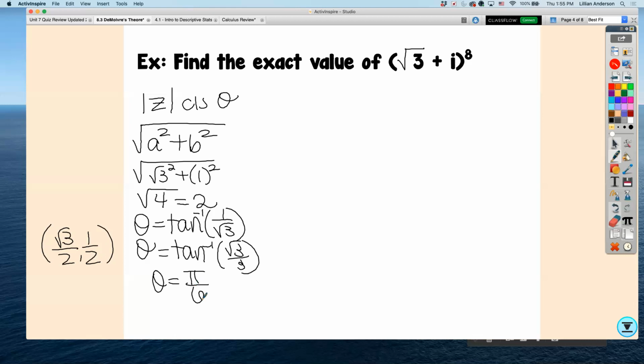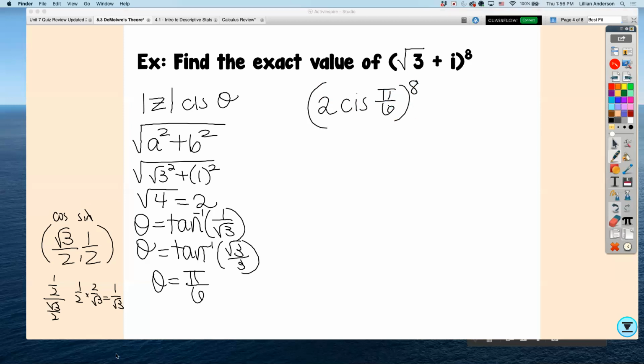This is x. You're doing the tangent, which is sine over cosine. You're right, I put it the wrong way. Got it now. So this becomes modulus 2 cis pi over 6, and this is being raised to the 8th power.